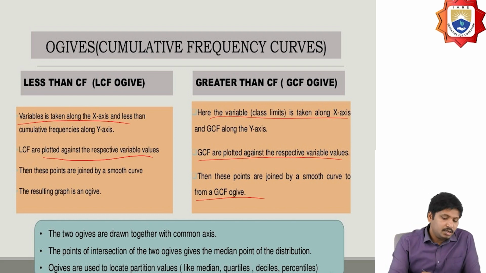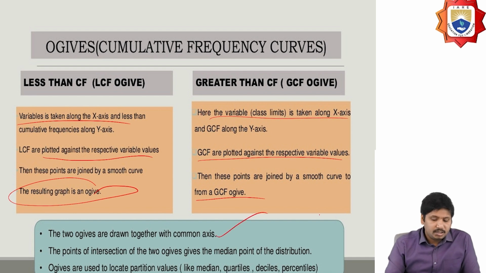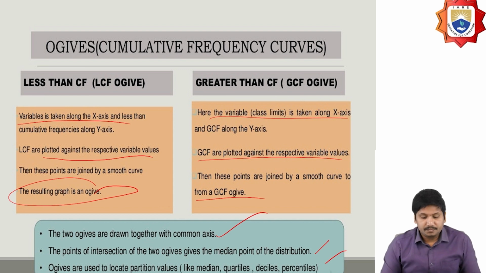And here is the resulting graph that we obtain. The two ogives can be drawn simultaneously, and the point of intersection of the two ogives shows the median point of the distribution. The ogive is also used to locate the partitioning values.